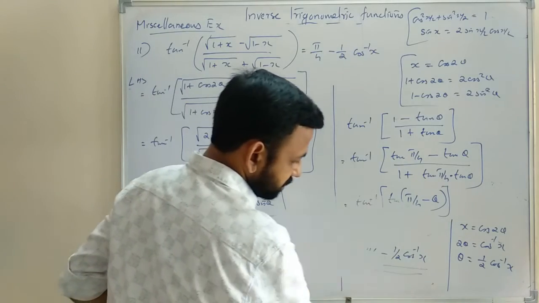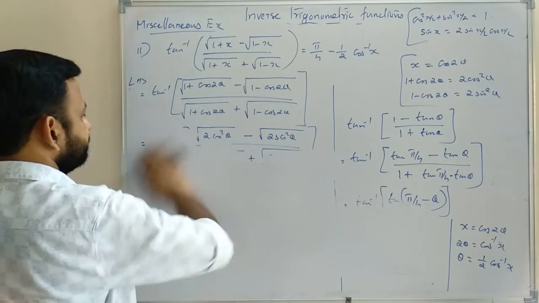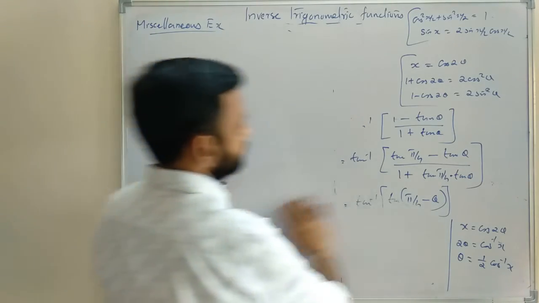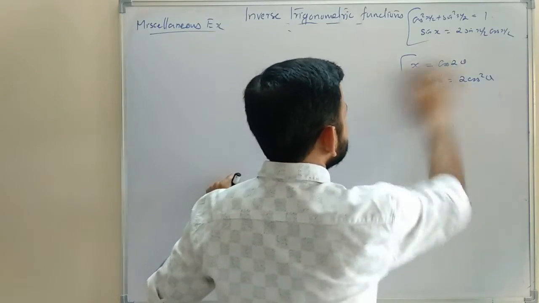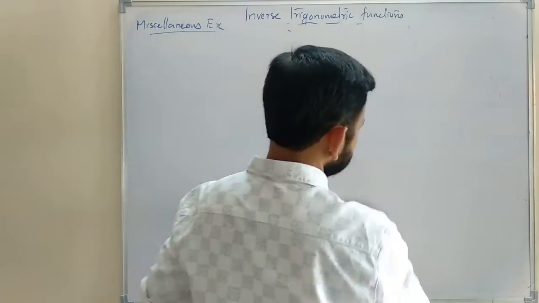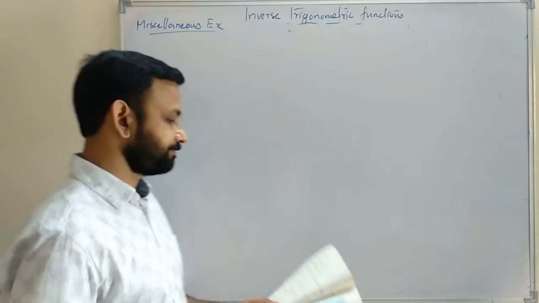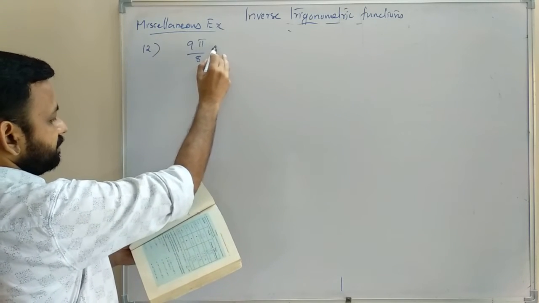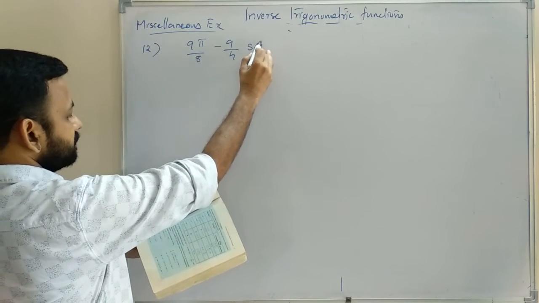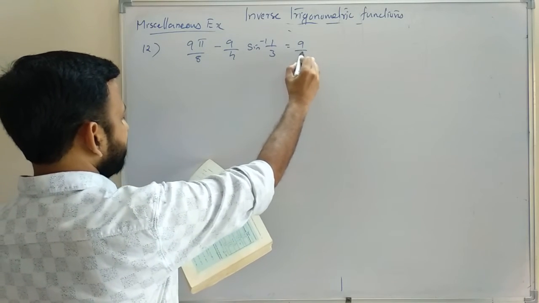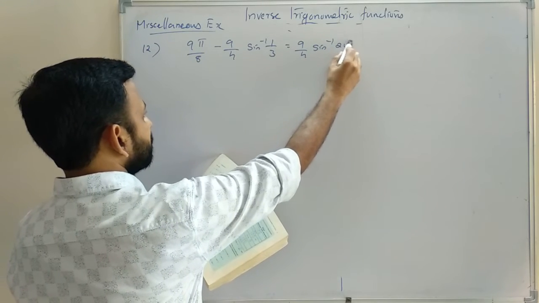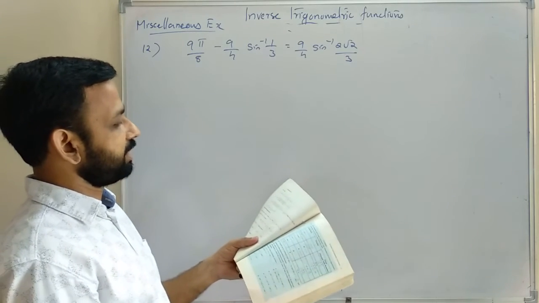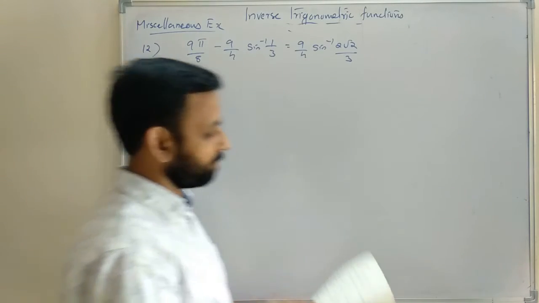Now we will do question number 12. 9 pi by 8 minus 9 by 4 sin inverse 1 by 3 equal to 9 by 4 sin inverse 2 root 2 upon 3. That is your question.